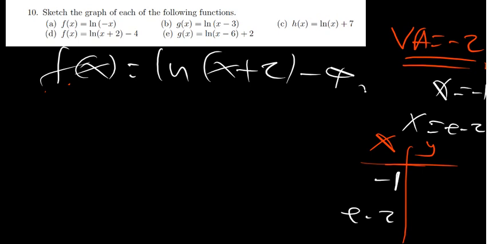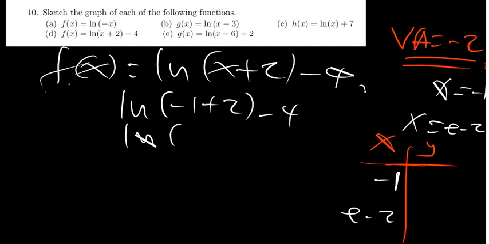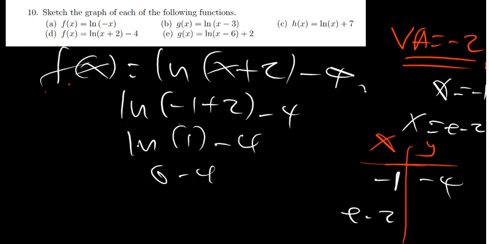So we're going to have y equals ln of x plus 2, minus 4, with x as negative 1. So it's going to be ln of negative 1 plus 2, and negative 1 plus 2 is 1. So I'm going to have ln 1, then 1 minus 4. ln 1 is going to give us 0. So I've got 0 minus 4, which is going to give me negative 4.